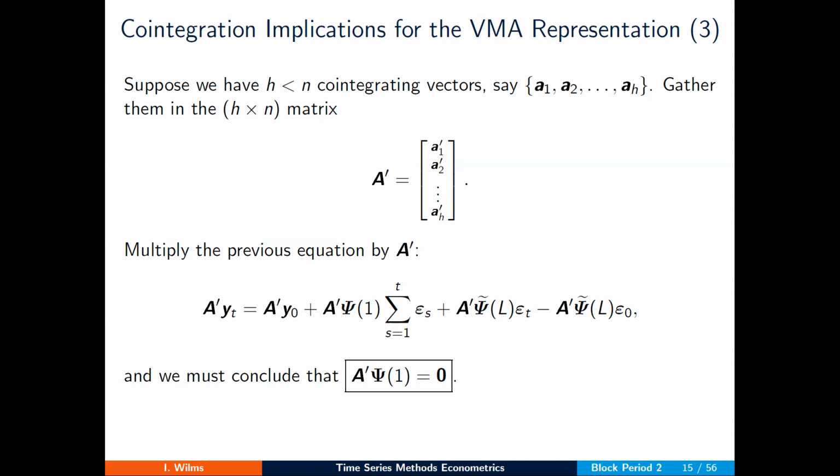And when does it disappear? Well, that only occurs if the matrix in front of it is 0. So therefore, from this analysis, we conclude that in order to have co-integration, we need to have that this matrix indicated in the box over here is a 0 matrix. So the guy in front of the partial sum.